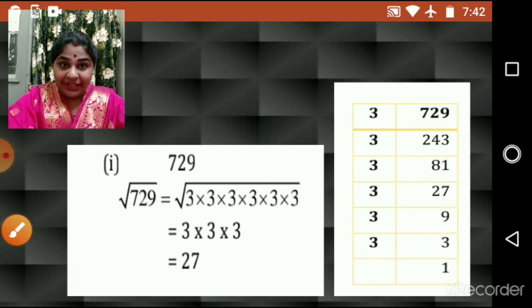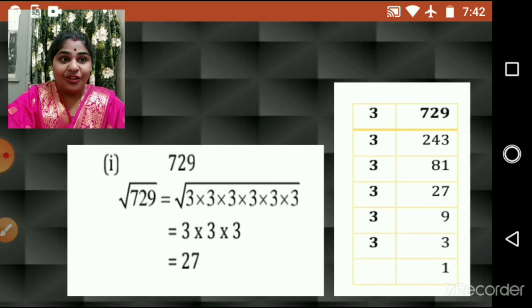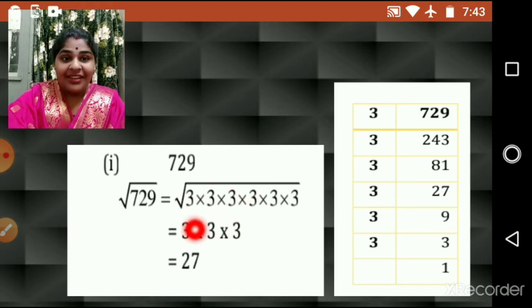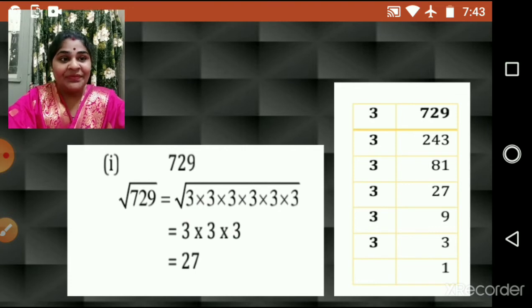You will first divide the given number. So this is your first step. Then write all the factors, here prime factors. Pair the similar factors, and from each pair take one number, right? And then the product of that will be the square root of the given number.